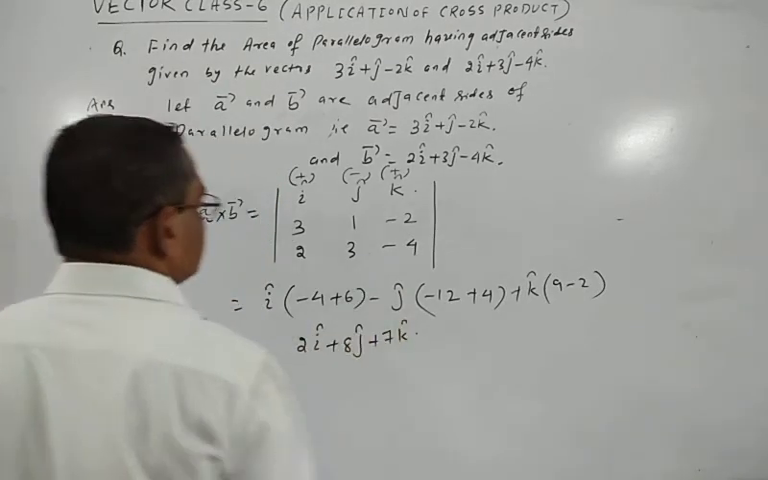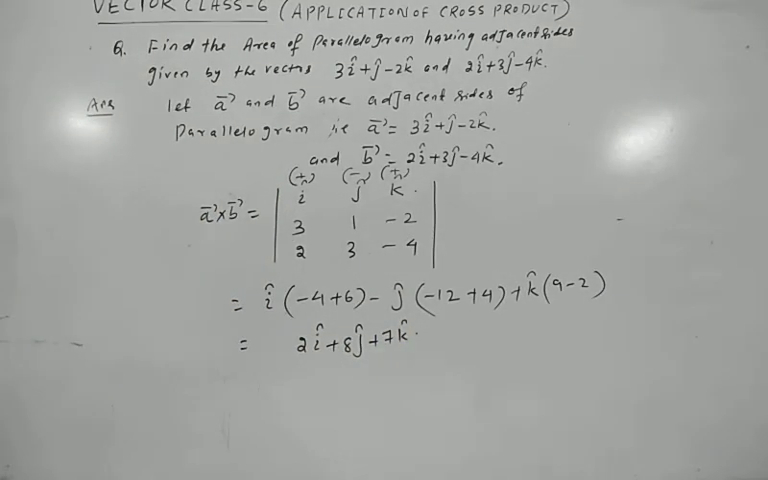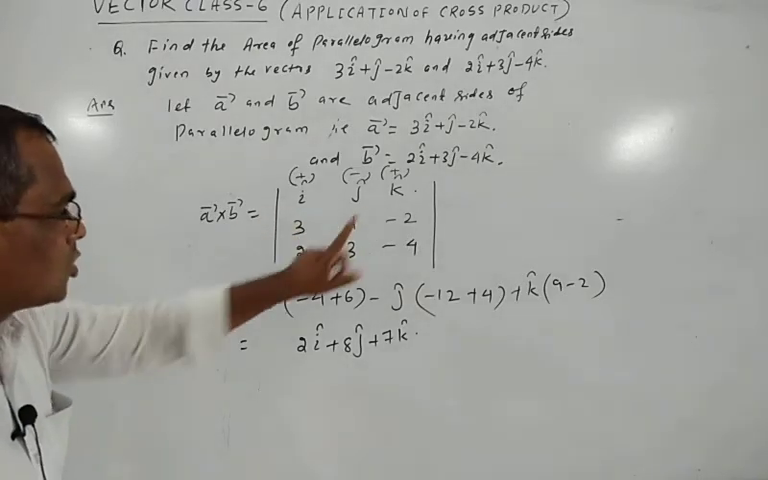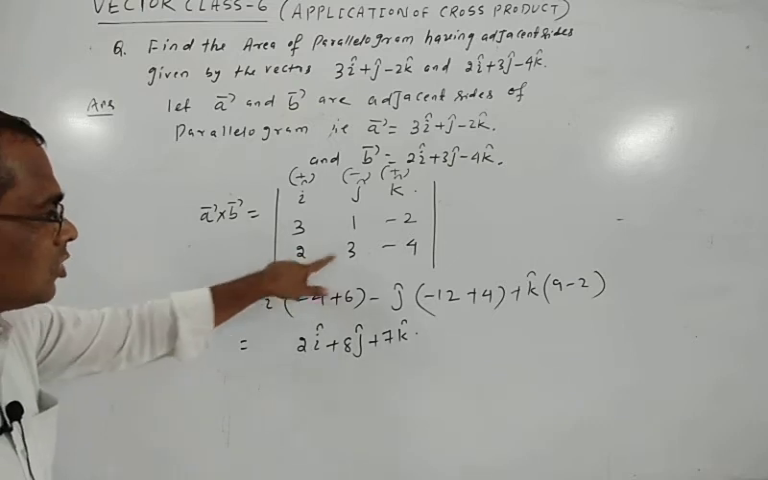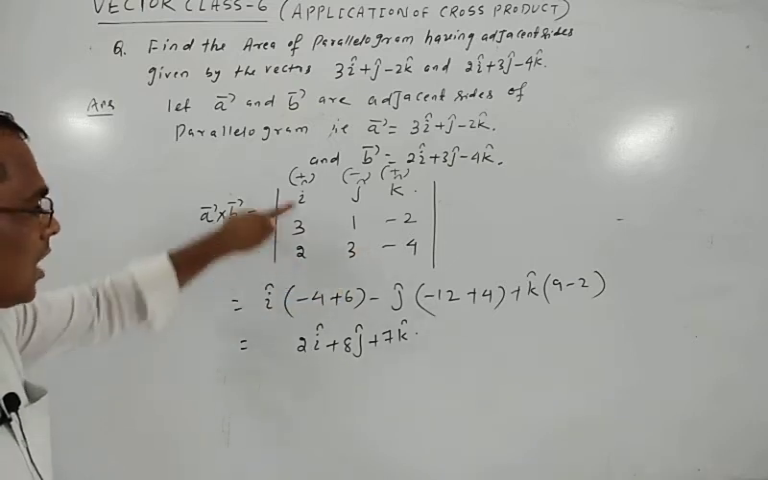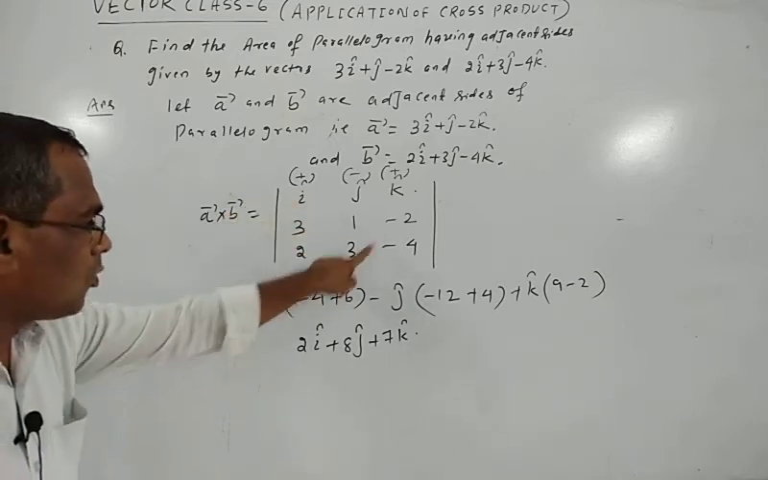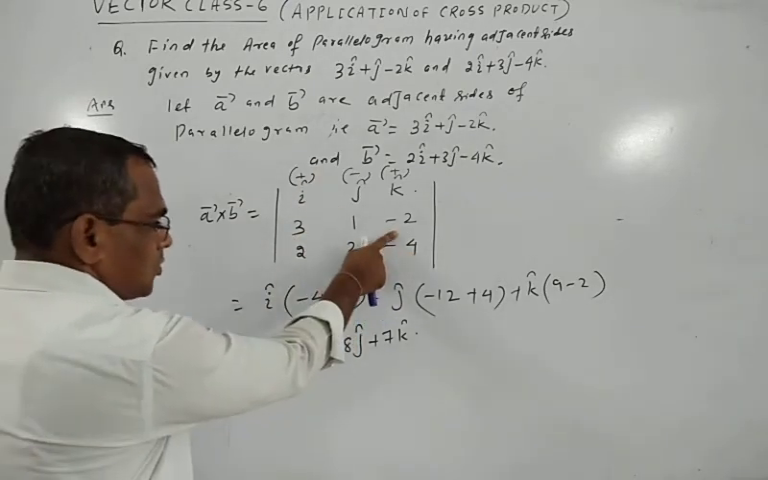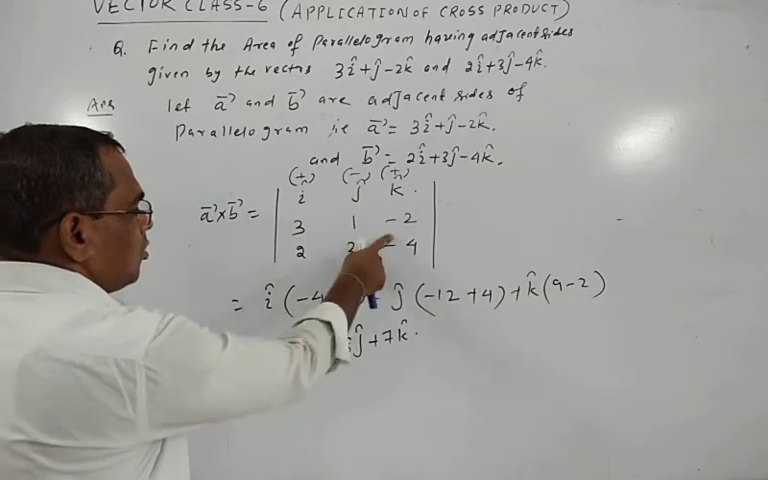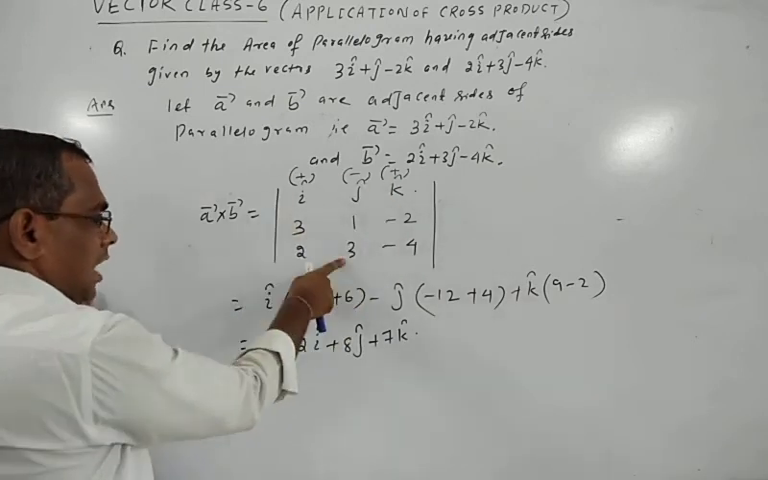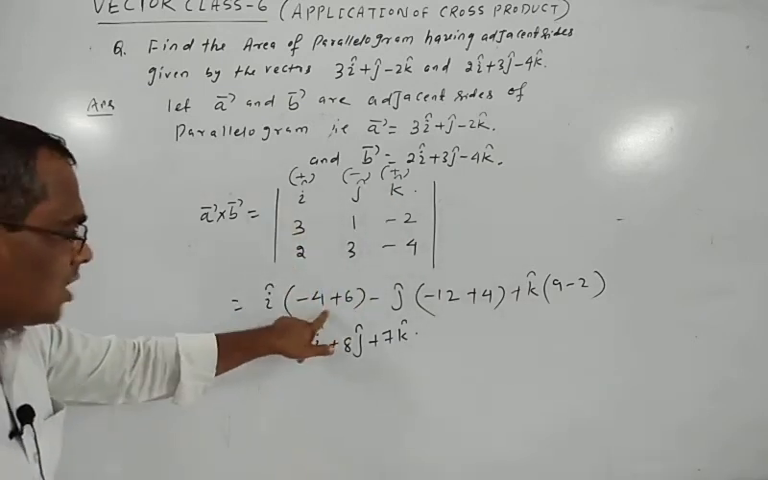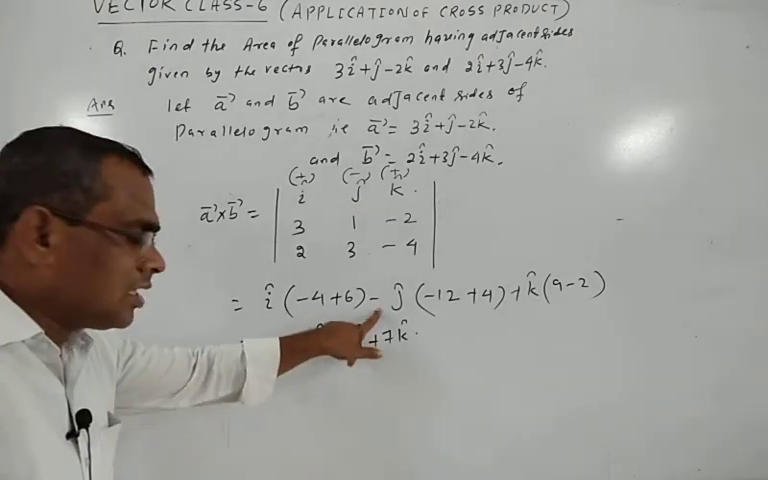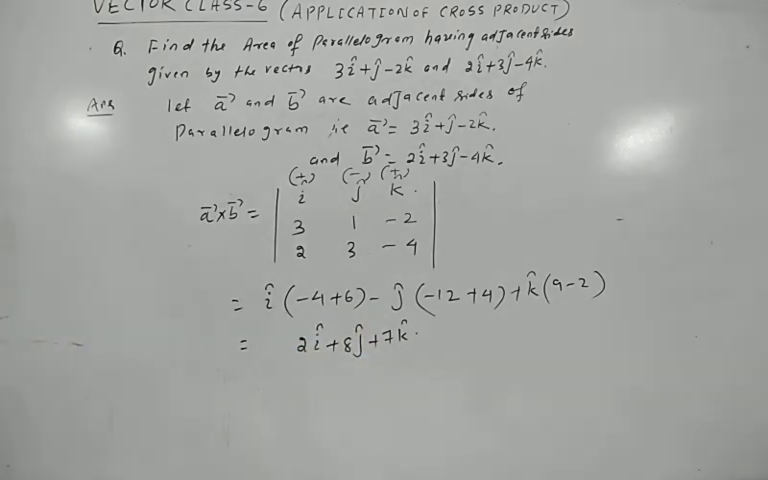Okay. Then again we check this one. So i cap, j cap, k cap, a vector component 3, 1, minus 2, b vector component 2, 3, minus 4. Then we expand i cap into minus 4 plus 6, minus j cap into minus 4 plus 4, minus 12 plus 4, plus k cap into 9 minus 2. So this is the minus 4 plus 6, 2i cap. Here minus 8, this is the 8j cap and plus 7k cap.